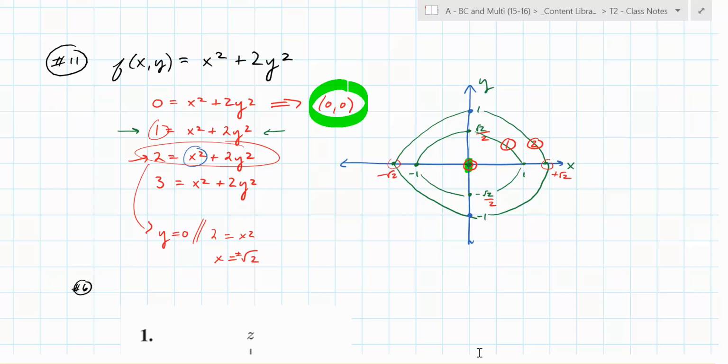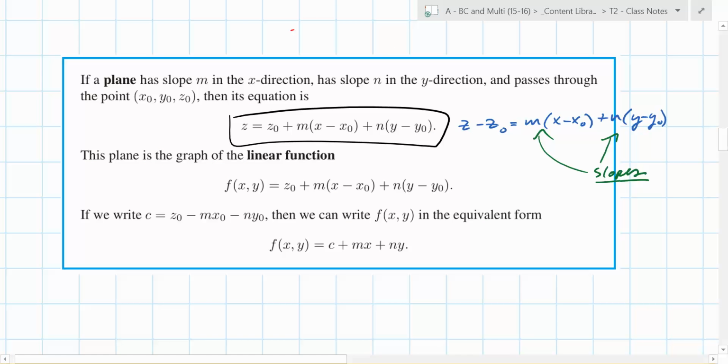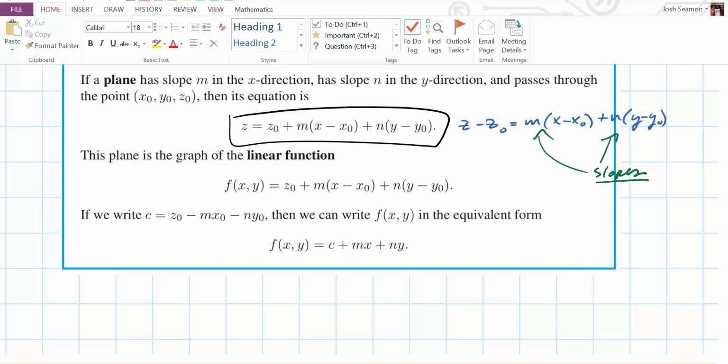What is this going to look like? We can get an idea of what it looks like. It's a bowl, right? It's a bowl. Exactly. Very good. Okay, so that right there, the m and n values are just two different partial derivatives.